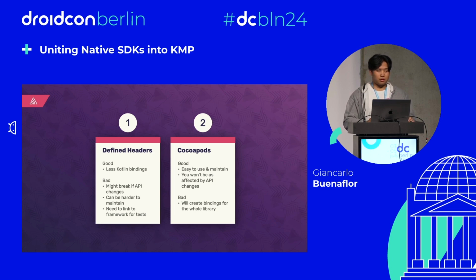For CocoaPods, it's not a problem because CocoaPods will just pull everything in and do all this linking stuff behind the scenes. And that also means that you won't be as affected by API changes, because depending on the version you pull in, it will just do its magic behind the scenes and set it up automatically. But the bad thing here is that it will create bindings for everything in your application. So even if you don't need everything, if you only need one function, it will still create all these Kotlin bindings for 20 functions, for example. So you have to really pick and choose your poison here and see what fits your application.